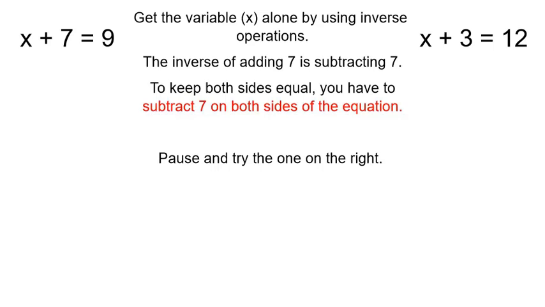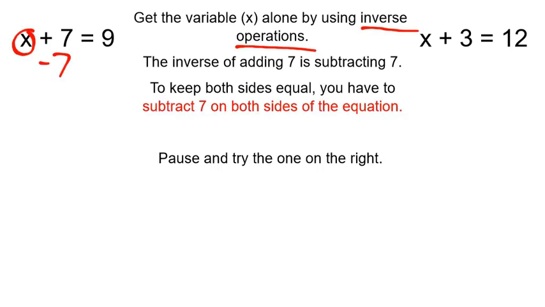Alright, so we're going to solve a basic one-step equation. The key to solving an equation is to get the variable, in this case, x, alone. We're going to do this by using inverse operations. The inverse of adding 7 is subtracting 7, so I'm going to subtract 7.